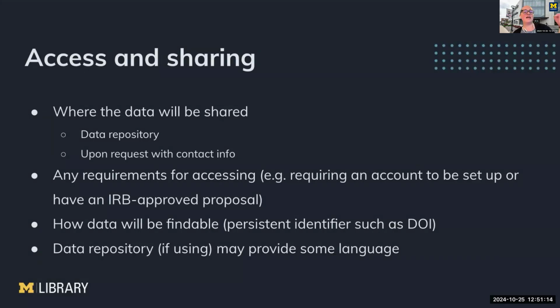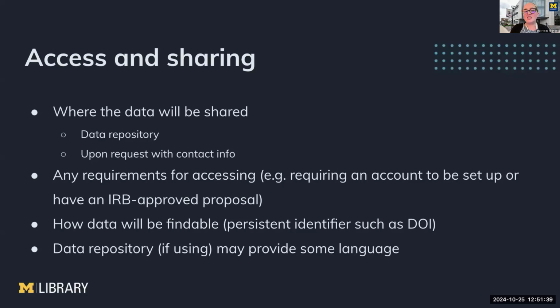This section, which is access and sharing, will include information about where the data will be shared, such as on a data repository, or if it's available upon request or something like that. If you're sharing upon request, you will need to indicate how people can submit a request for the data. But I also want to note that in most cases these days, funders and publishers will often expect data to be shared in a repository. That's just something to keep in mind.